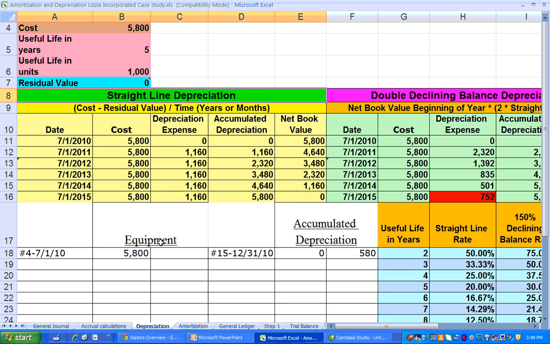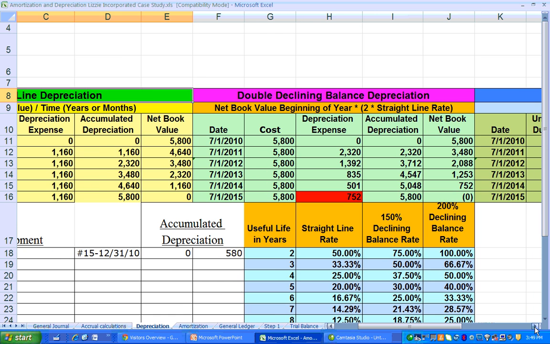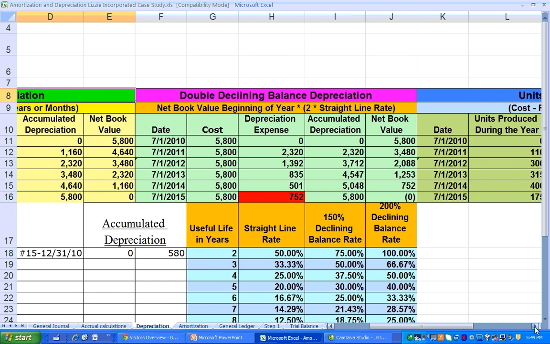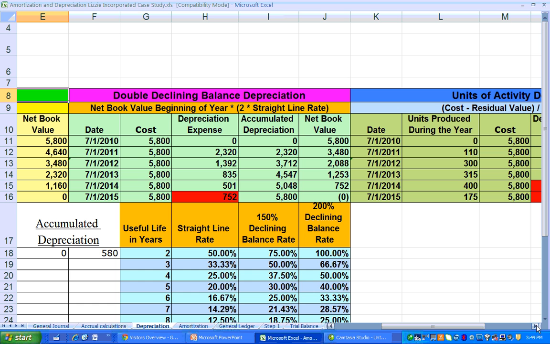So real quickly, we're going to look at two other GAAP depreciation methods, and these are not reflected in the Lizzie Incorporated example, but you can use either one of these and create journal entries. This will change your net book value. It'll increase your depreciation expense recorded in 2010. First is the double declining balance.